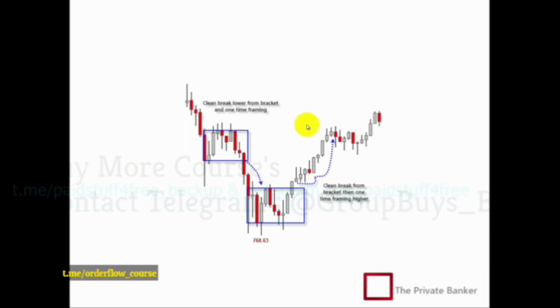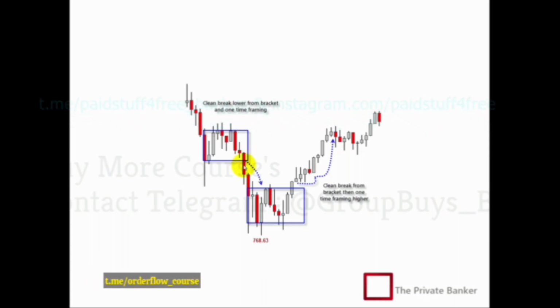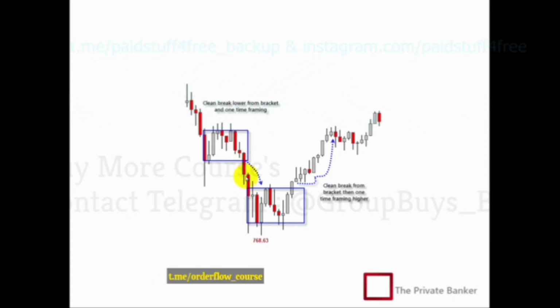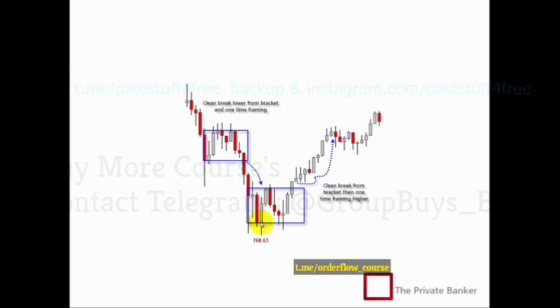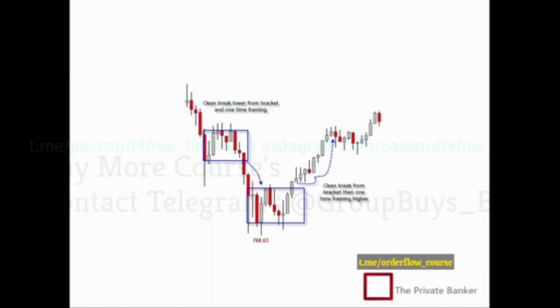So here is an example of a market that was in a balance situation, and then it broke out of that balance. This is similar to the one I previously showed: the market was one time framing lower until finally it took out that previous bar's high. So it was one time framing down, and then once we saw support come in, we saw that high get taken out.